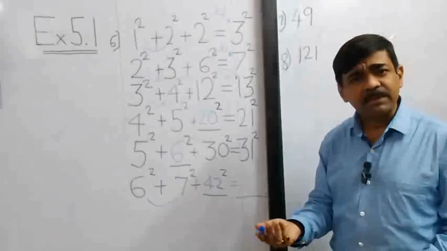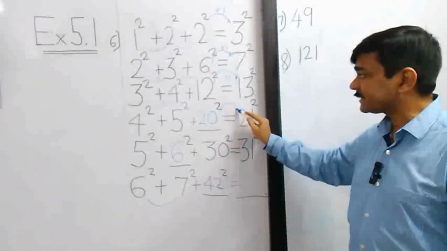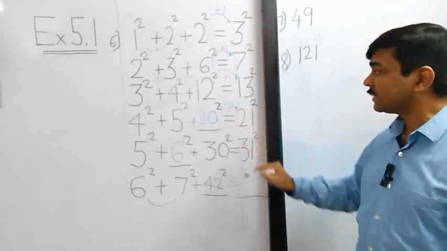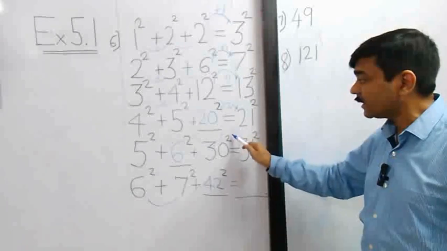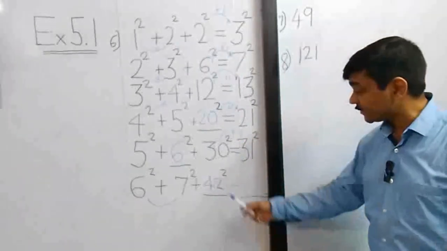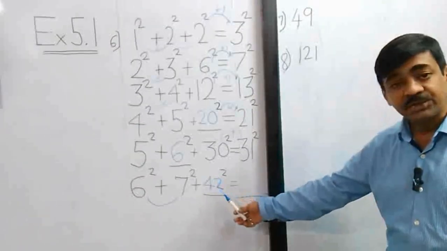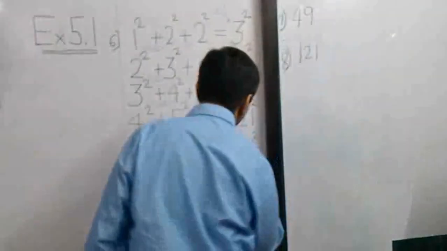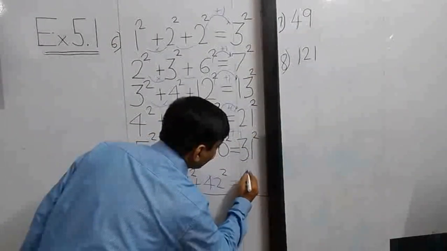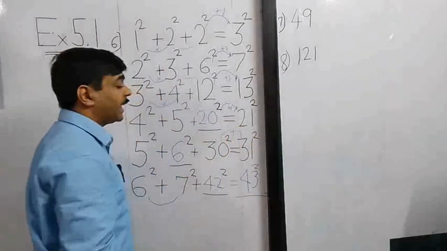The next number after 12 is 13. Similarly, 20, the next number is 21. I'm adding a 1. The next number is 31. Last but not the least, the last number on the right hand side of the number 42 would be 43 square. So I carry on over here and I say with confidence, I can say this is 43 square.